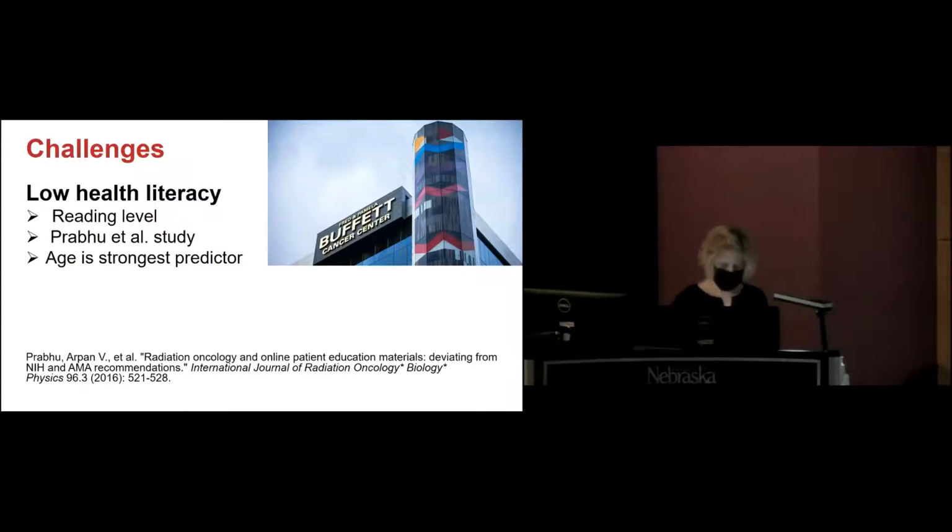So thinking about the information we're trying to provide to patients in terms of side effects, the disease process, and then the technical piece, radiation oncology procedures are often difficult for patients to understand. And so the use of virtual education and video education is becoming really important.